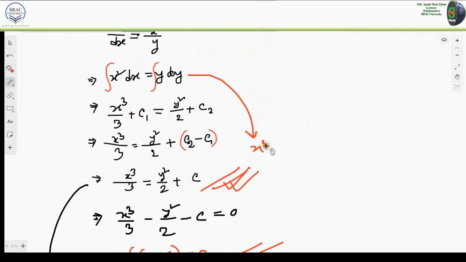I am going to describe that again. Your solution will be x cubed by 3 equal to y squared by 2 plus a constant c. So that is your final solution. Once you have found the antiderivative of the two integrals, that will be your final solution. But you can also keep the solution in implicit or explicit form. I hope you understand this problem.